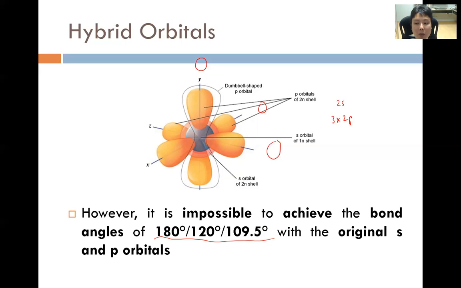Depending on whether you want to create a bond angle of 180, 120, or 109.5 degrees, the remolding process will involve different numbers of s and p orbitals. There are three possible bond angles that we want to create, so there are three possibilities in which we can remold the s and p orbitals to achieve these bond angles.